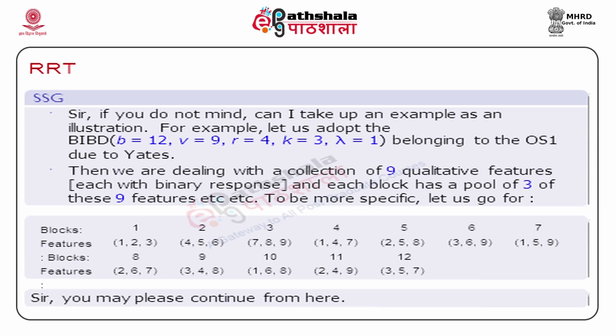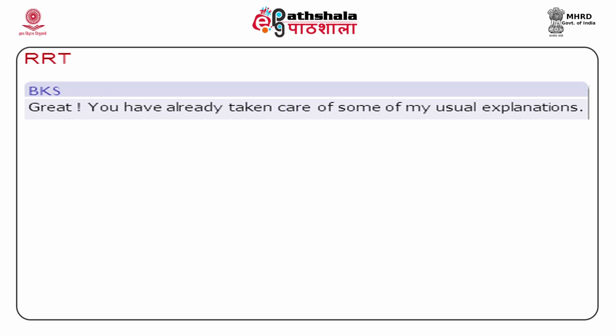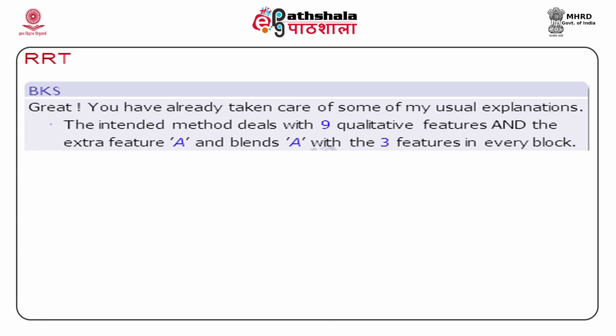Sir, you may please continue from here. Great. You have already taken care of some of my usual explanations. The intended method deals with 9 qualitative features and the extra feature capital A imposed from outside, and this blends capital A with the 3 features in every block. All these 12 blocks combine 3 of the 9 features.